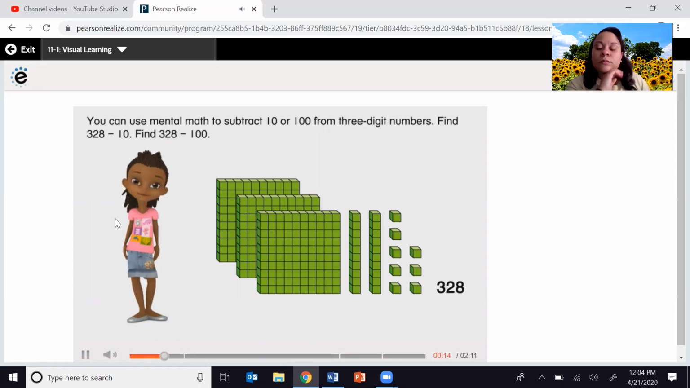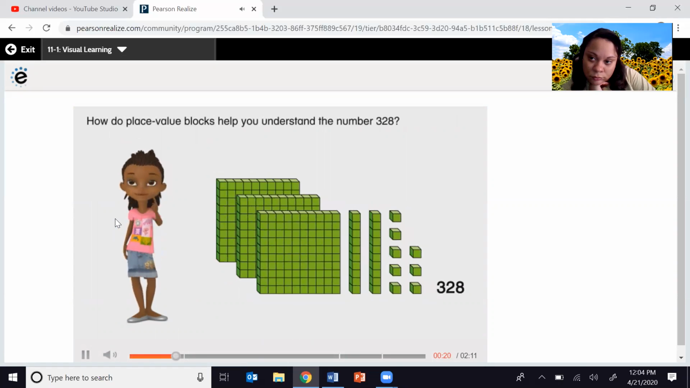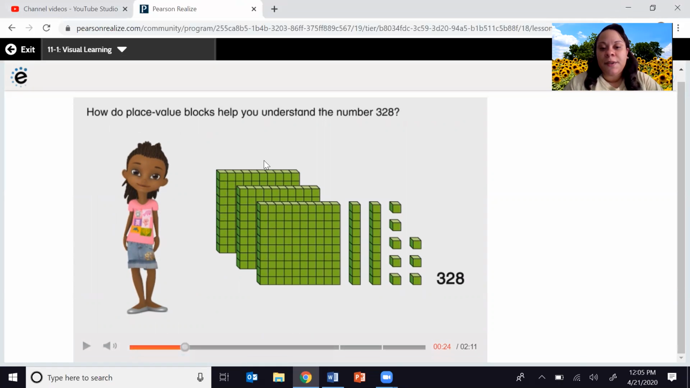328 minus 10, 328 minus 100. Place value blocks help you understand the number 328. So, how do place value blocks help us understand the number 328? Well, it's simple. The place value blocks show the value of each digit in this number, right?